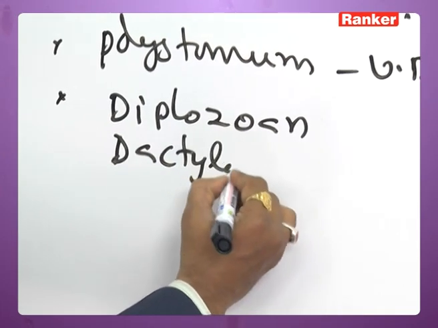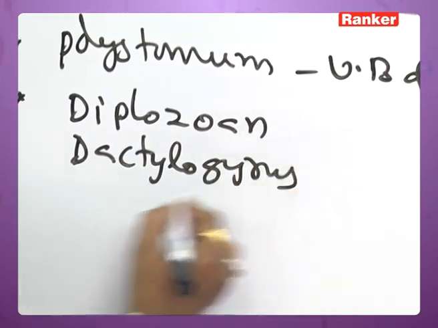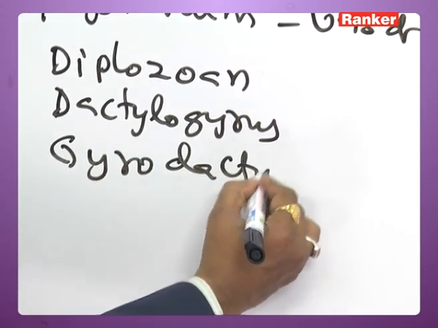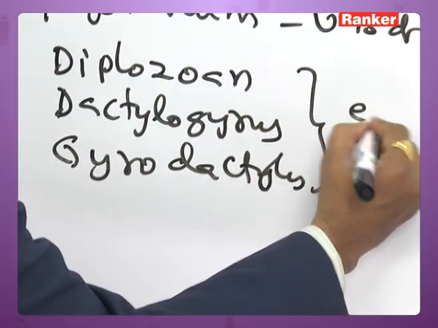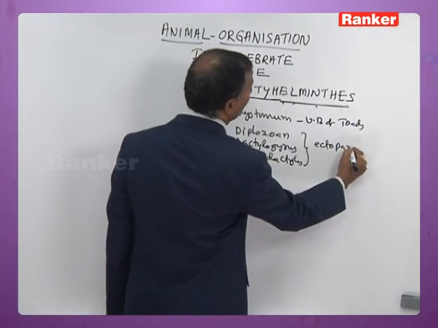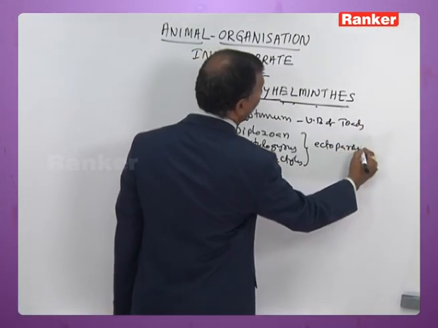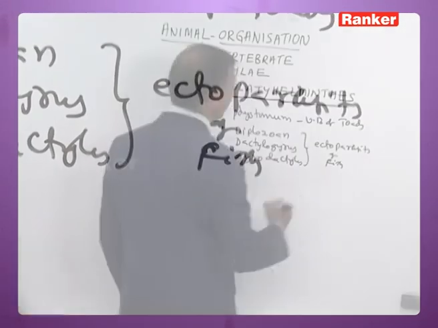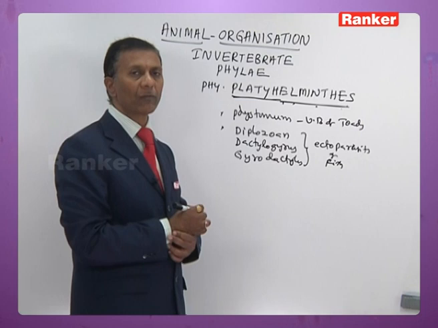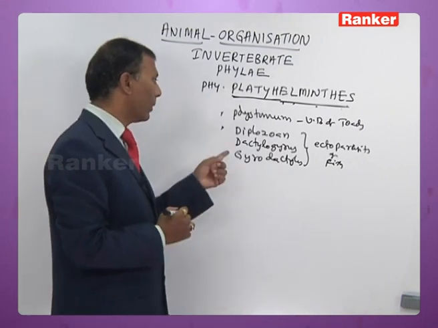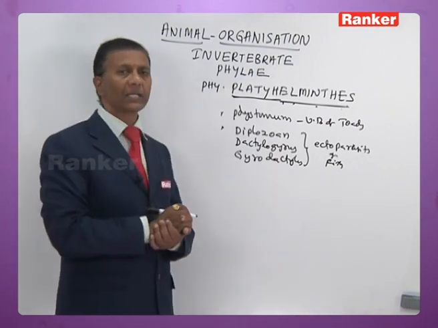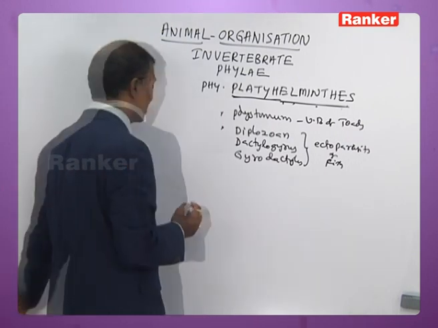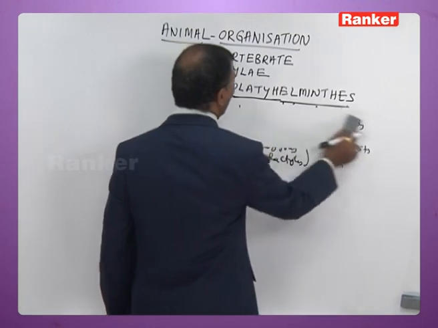Then Diplozoon, Dactylogyrus, Gyrodactylus. They are ectoparasites on the gills of fish. Polystomum lives in the urinary bladder of toads and frogs. Diplozoon, Dactylogyrus, Gyrodactylus are the gill parasites of fish.